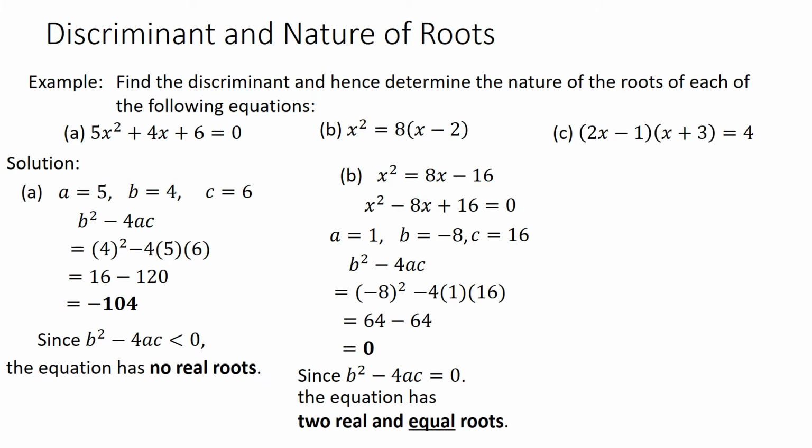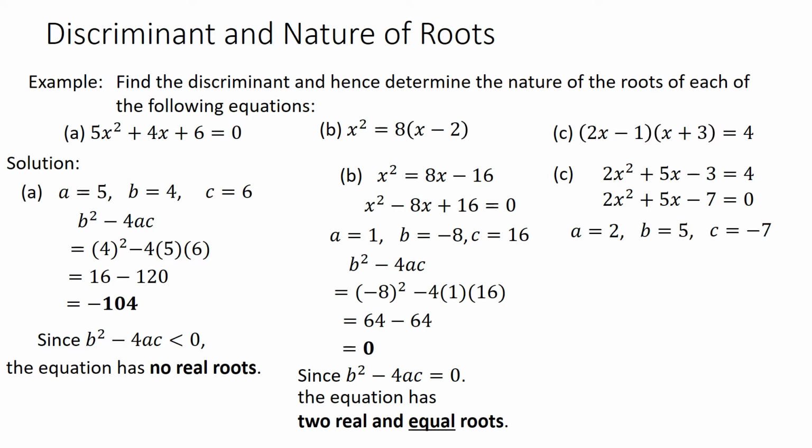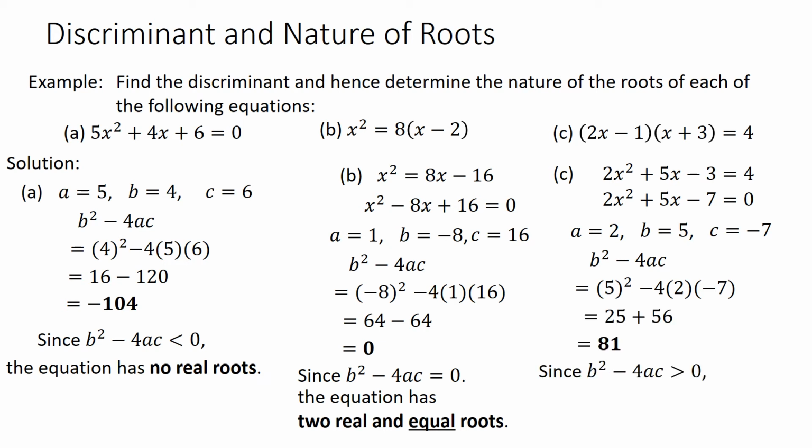For C, we need to expand the brackets and rearrange the equation to be 2x squared plus 5x minus 7 equals 0. a is 2, b is 5, c is negative 7. Then b squared minus 4ac will be 5 squared minus 4 times 2 times negative 7, and it gives us 81. Since b squared minus 4ac is greater than 0, the equation has two real and distinct roots.